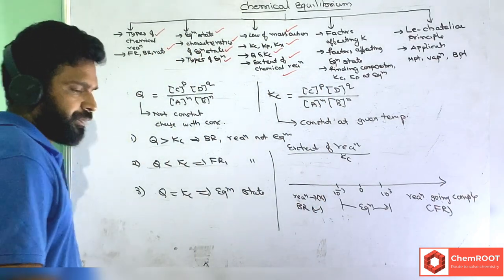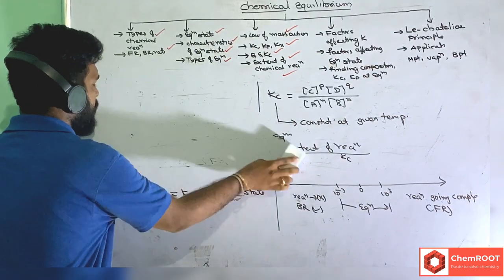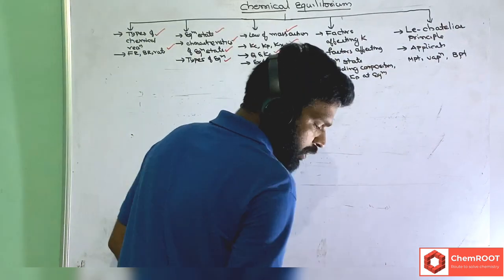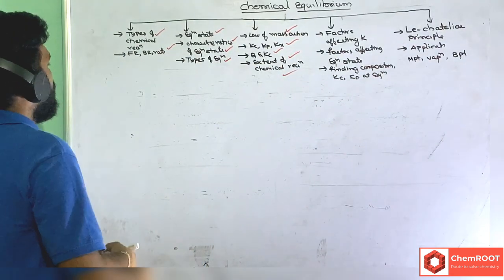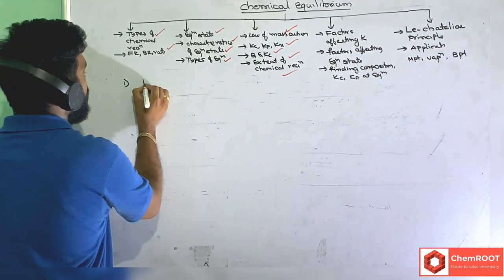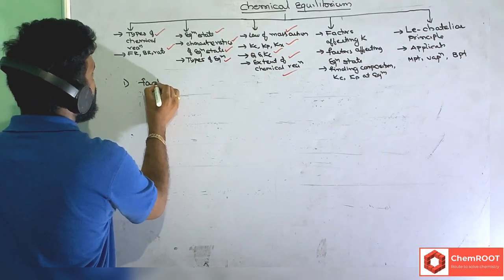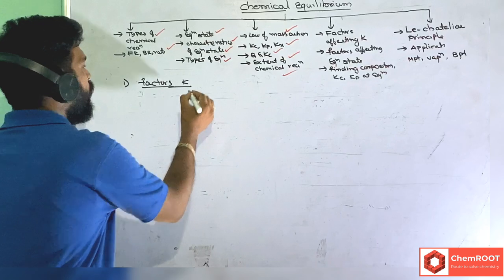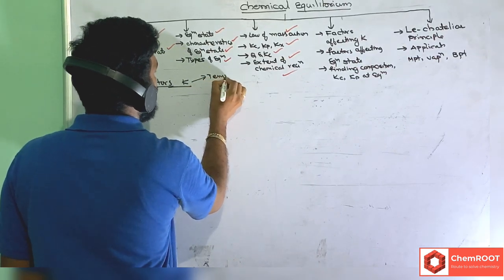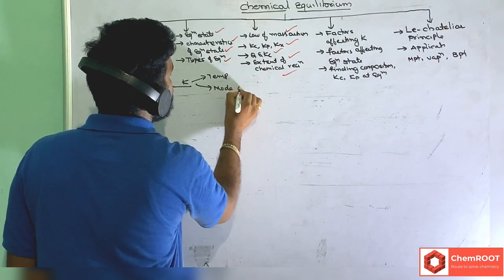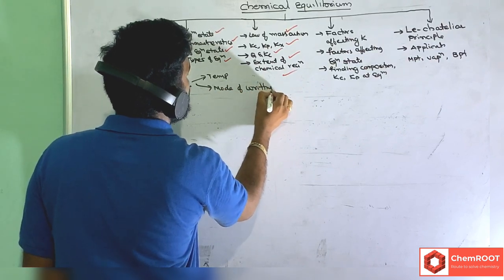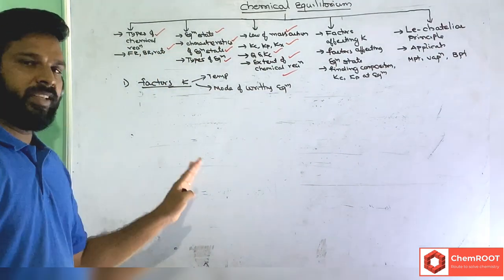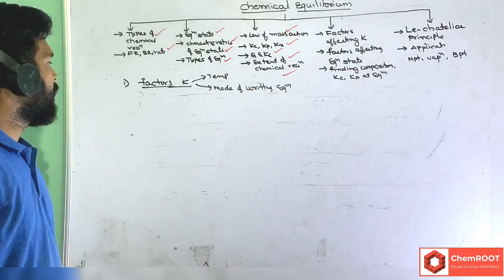Next, we are going to discuss the factors affecting the equilibrium state as well as the equilibrium constant. First, we are doing the equilibrium constant, the factors affecting K. The equilibrium constant will be affected by only two things: one is the temperature, and the other is the mode of writing the equation. Temperature is an experimental factor, and the mode of writing is the non-experimental factor.